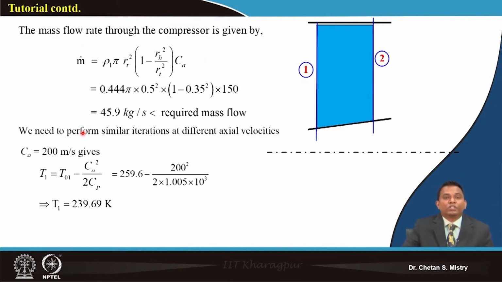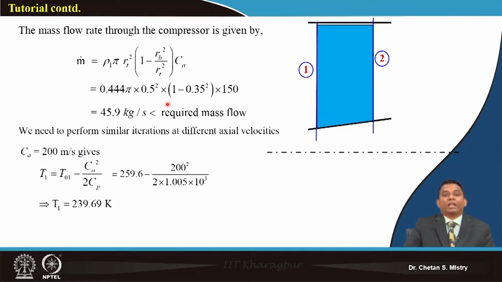Now once this is known to us, we can write down our continuity, that is density into area into axial velocity. Here in this case, at the entry, my hub to tip ratio is given as 0.35. Based on that, if we assume our tip dimension to be 0.5, my mass flow rate is coming to 45.9 kg per second. Now this is less than the mass flow rate we are expecting.